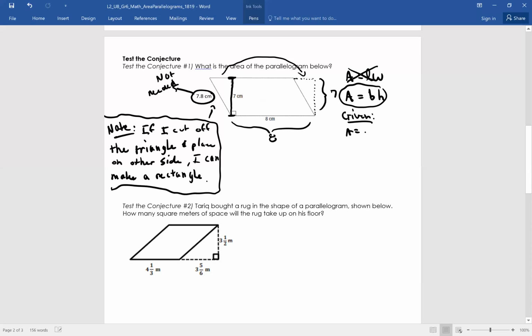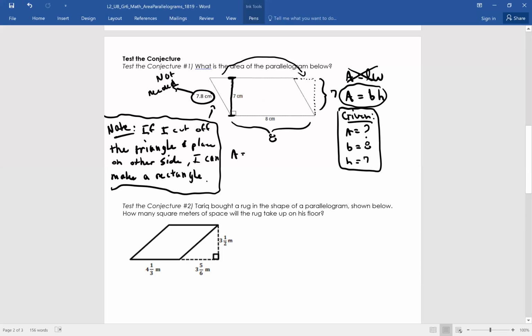So the area isn't given because it's being asked for. Is the base given? Yes, it is. The base is 8. Is the height given? Yes, it is. The height is 7. I'm just going to put a little rectangle around this because it's what we need. Now I can use my substitution to figure out what this area actually is.